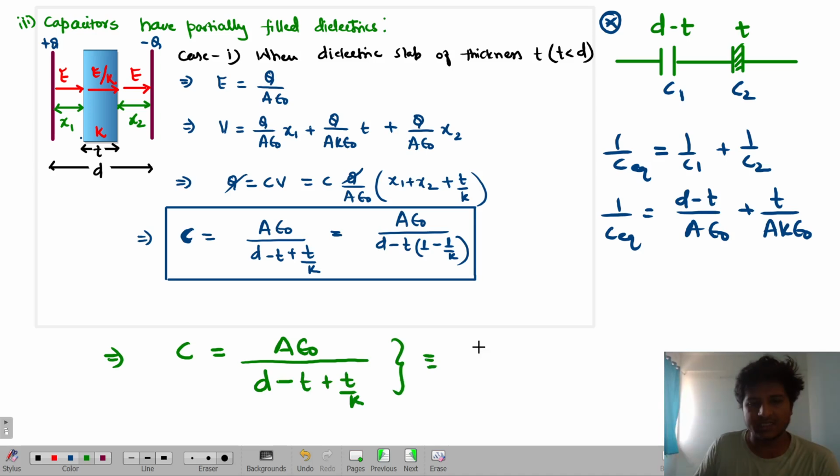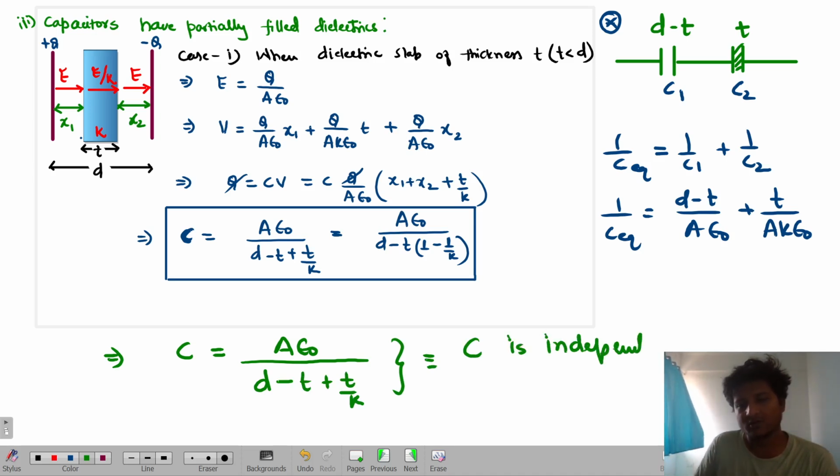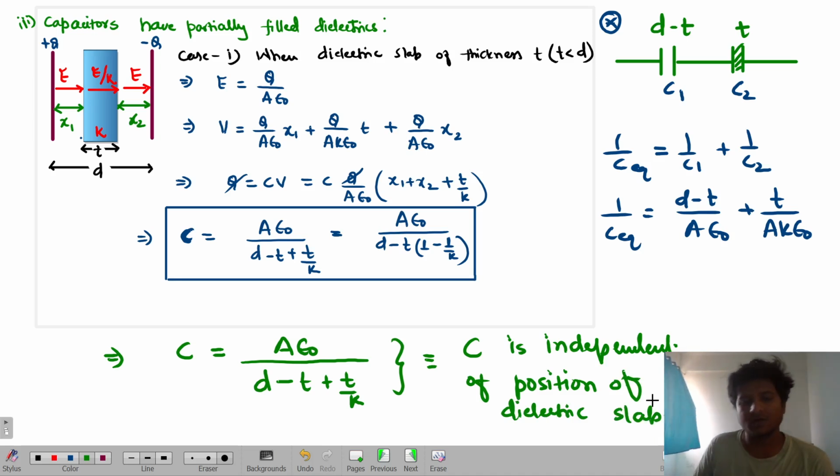But this implies that this C is independent of the position of the dielectric slab, because wherever I place it, it just depends upon the thickness T. Is this clear or not? Are you able to get me?